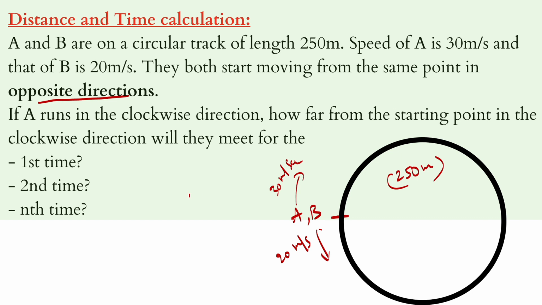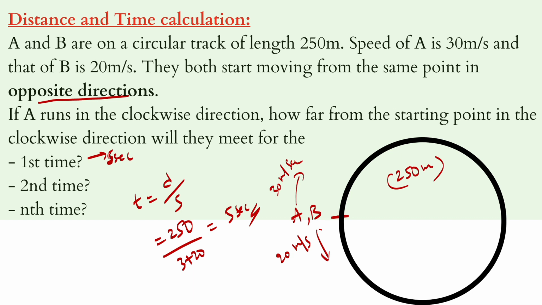So time is equal to distance by speed, we know that. The distance is 250 meters, the total length of the track, and the speed is the relative speed, 30 plus 20, which is equal to 50. So 250 by 50 is equal to 5 seconds. So they will meet for the first time after 5 seconds.